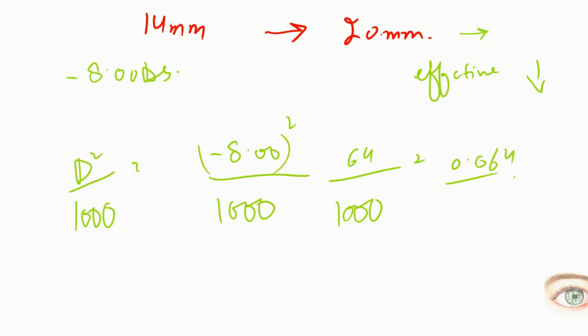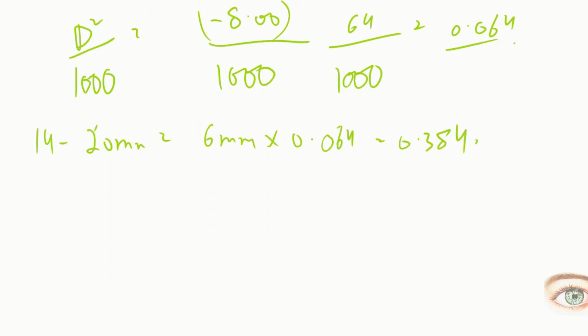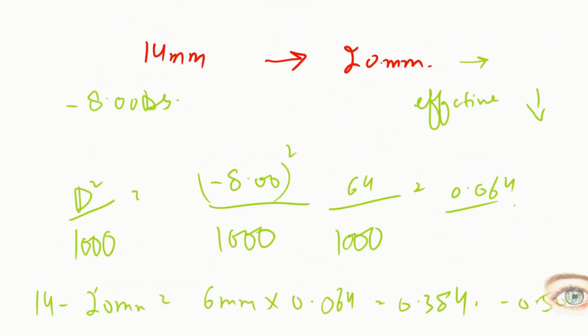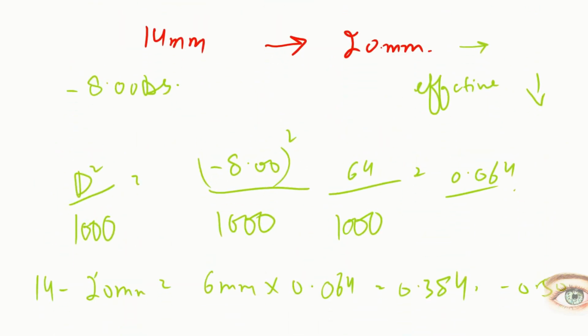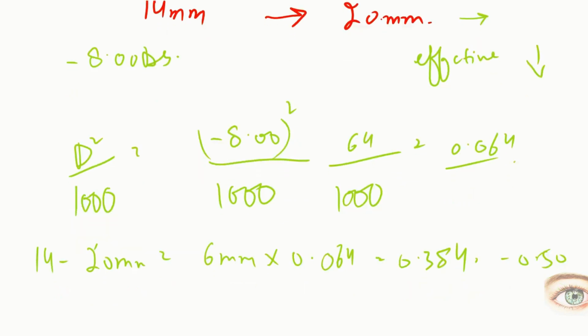Now, the BVD has changed from 14 to 20 millimeter. That means there was a change of 6 millimeters, right? Now I'm going to multiply the 6 millimeters with 0.064, which will become 0.384. Now, clinically, we do not have 0.384, right? So it will be equivalent to 0.50. Now I'm going to subtract this since the refractive power has reduced, because first it was 14 millimeter and now it's 20 millimeters. So increasing the back vertex distance in the minus lens will reduce its effectivity, right?